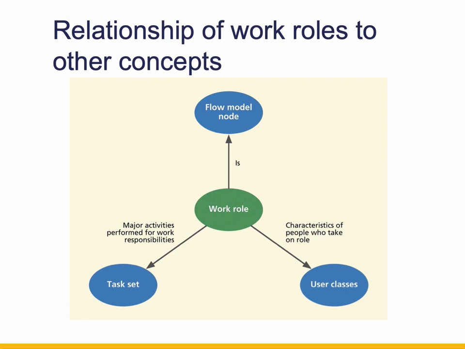A thorough analysis and a thorough user model could have many offshoots of the workflow. Here, we see a specific workflow, a task set that has major activities performed for their own work responsibilities, also a user class, which defines the characteristics of the people who take on that role, and that gets passed into the flow model node. So if I were a ticket agent, I would list my activities that I need to do, the type of person I am, how I would interact with something, and that would be passed on into a flow model node.